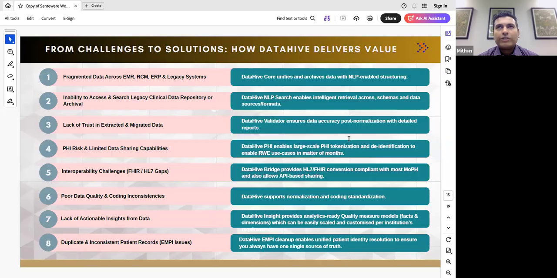Again, that's not very efficient. So Data Hive solves that problem for you by bringing that data together and, of course, reducing your overheads in terms of infrastructure, license cost, and maintenance cost for those legacy applications.